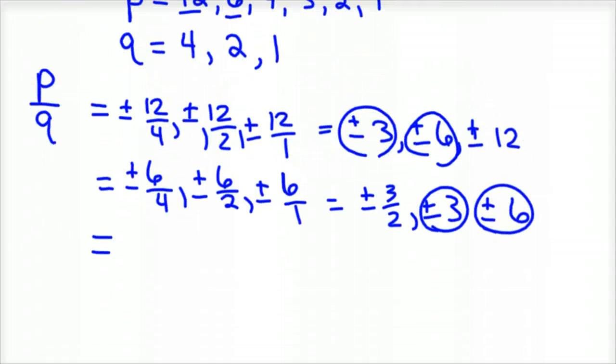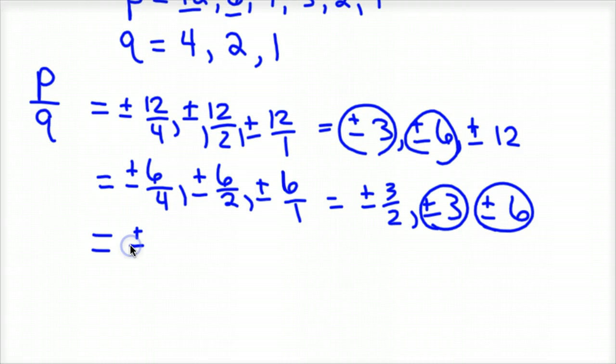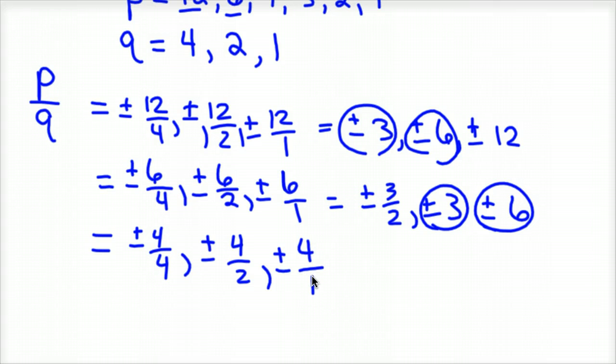So now we'll move on to the 4. Plus or minus 4 over 4, which is 1, plus or minus 4 over 2, which is 2, and plus or minus 4 over 1, which is 4. So we added some new ones here. We've got plus or minus 1, plus or minus 2, and plus or minus 4. So I guess we have 6 more of those.